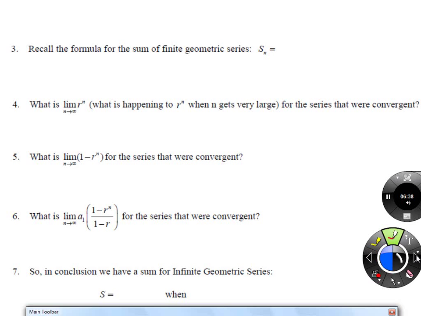So the first question I want to know about that sum, so you have the formula in front of you, right? So I want you to focus on this part first. If we just had the r to the n, okay, so looking at number 4, it says, what's the limit as n goes to infinity of r to the nth power? Okay? So remember what that means.